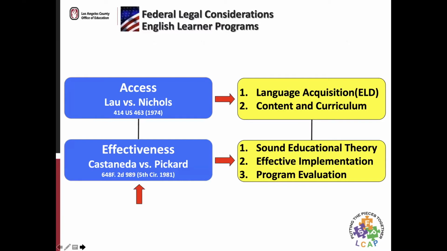That's why language acquisition and content and curriculum for English learners to allow them to access the core is a basic program. That's why English language development is not a supplemental program. That's what that student is getting to meet the Lau versus Nichols requirement to access the content. And again, on effectiveness, Castaneda requires that those be shown to be effective, so program evaluation needs to be another core content consideration.